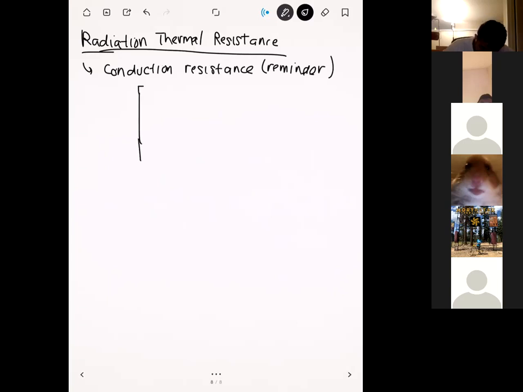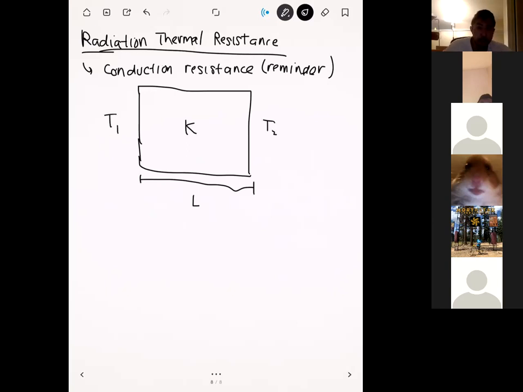Okay? So let's say that we have a chunk of material, and it has a thermal conductivity K. We'll say the length is L. On one side, we'll say that the temperature is T1. On the other side, the temperature is T2.